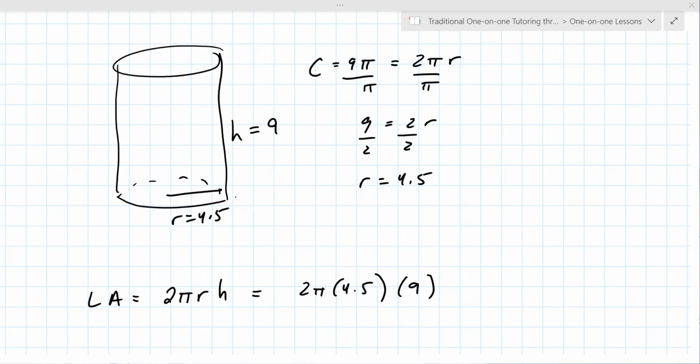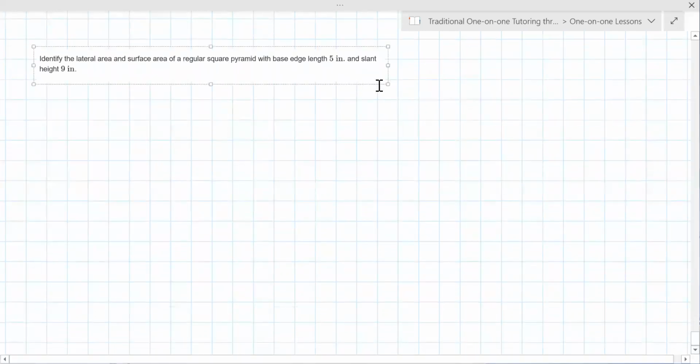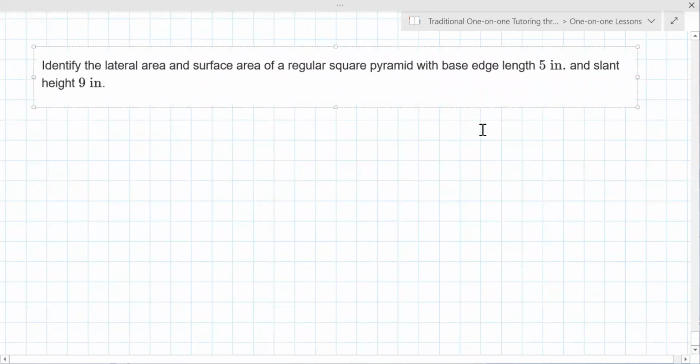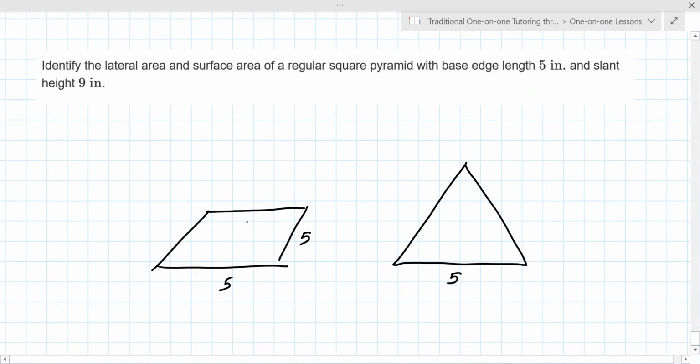This is truly our last question here. It says identify the lateral area and surface area of a regular square pyramid. So here's your square pyramid. Each of the triangles, so the pyramid has base edge 5 and 5. This is a triangle representing the triangle over here. It's got a slant height of 9, like that.